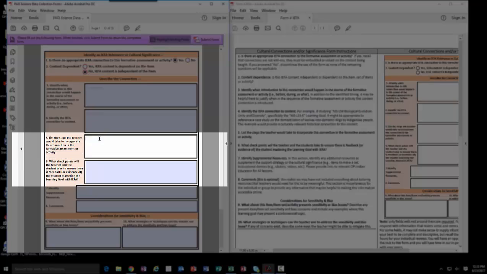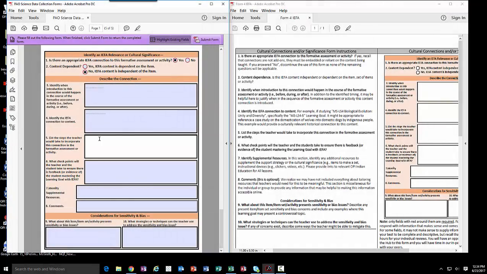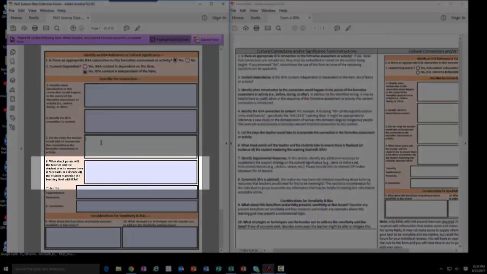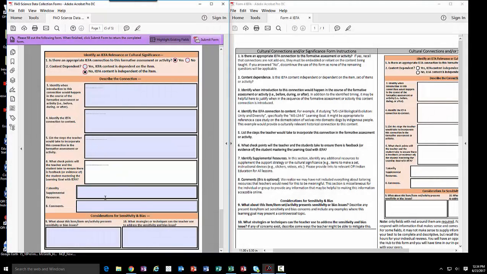Number 5, what are the steps the teacher is going to take to incorporate it? So again, that timing piece, before, during, after. Some checkpoints that the teacher and the student take to ensure that there is feedback or evidence of student mastery. And then if we identified that we're pulling in another resource and material, where would we get access to that so that we can link all of these materials together in a one-stop shop for teachers?